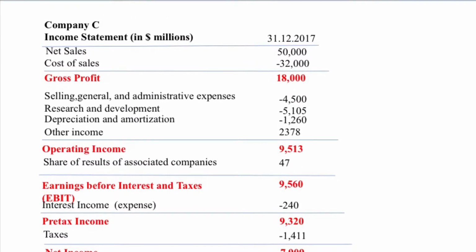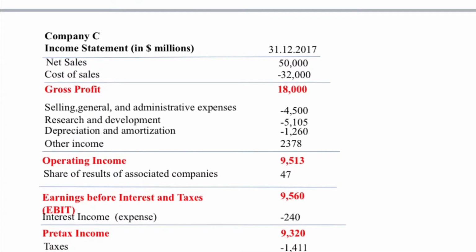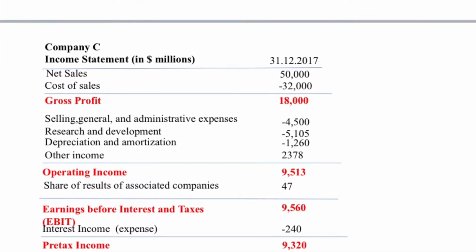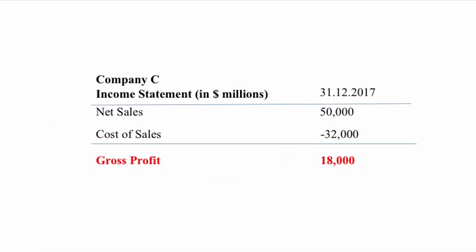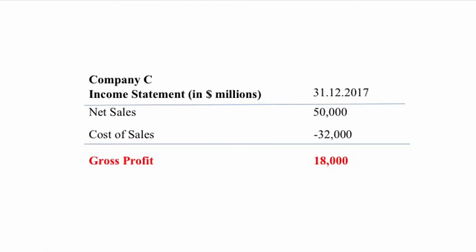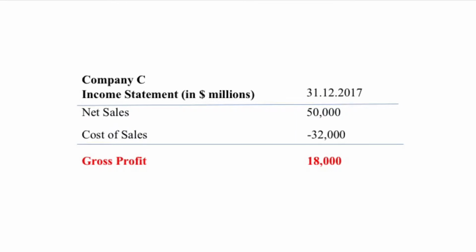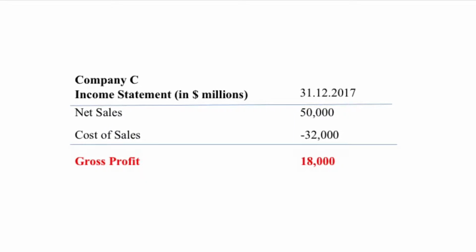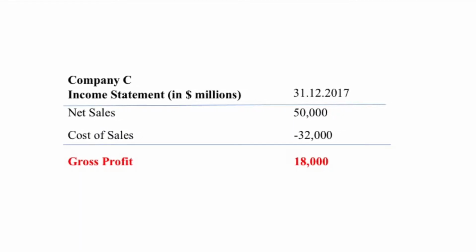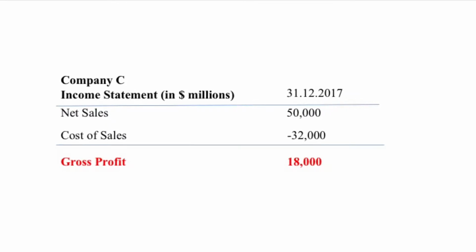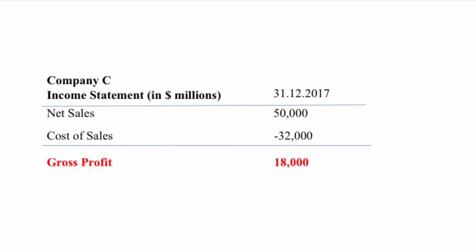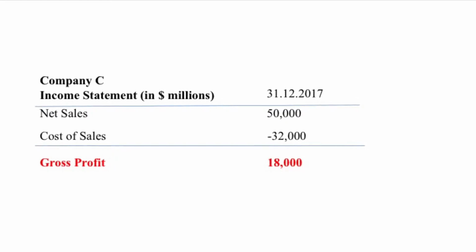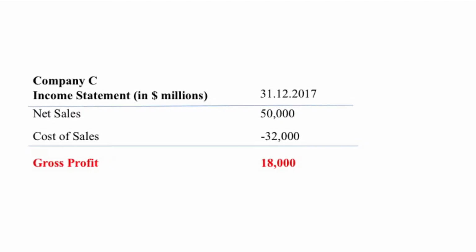The income statement lists different categories from gross profit to net income. Now let's learn them in detail. The first line is net sales, which are revenues from sales of products. The second line is cost of sales. These are costs directly related to producing the goods or services, such as manufacturing costs. The third line is gross profit. Gross profit is the difference between net sales and cost of sales.